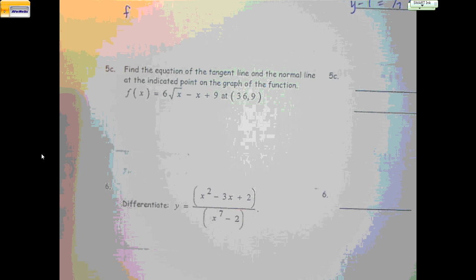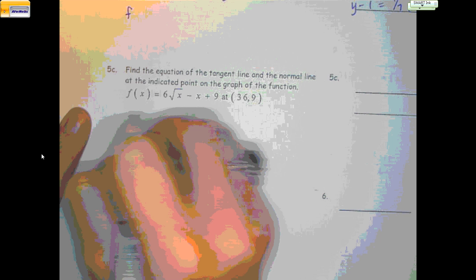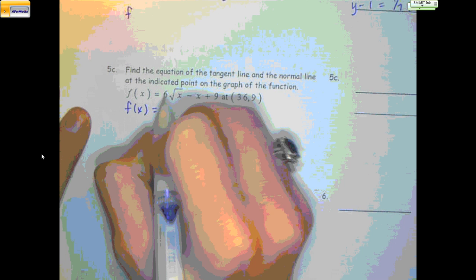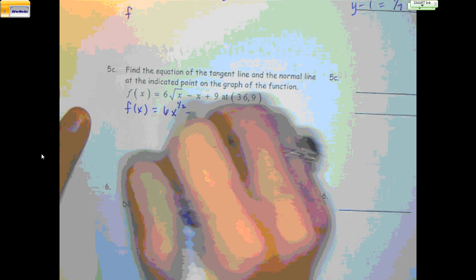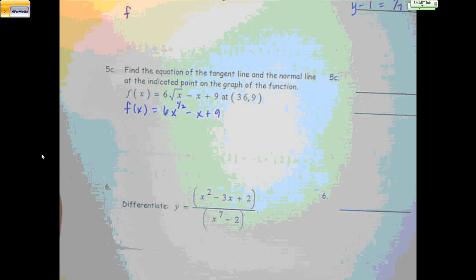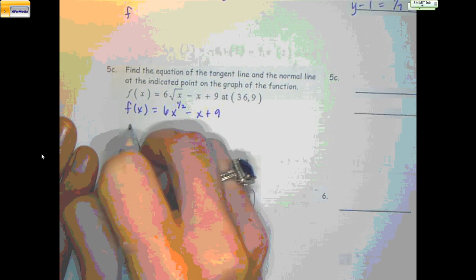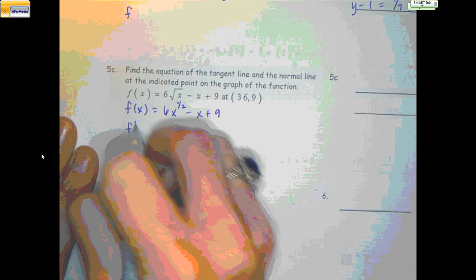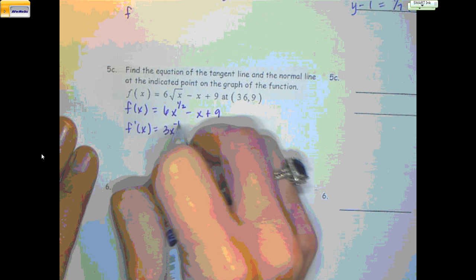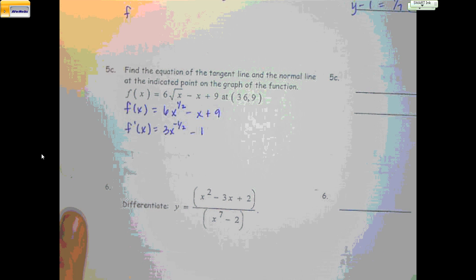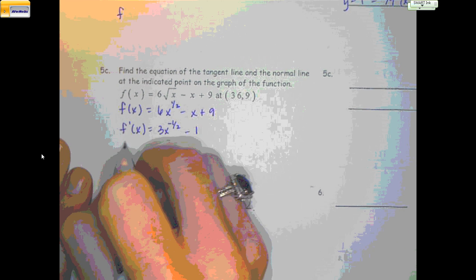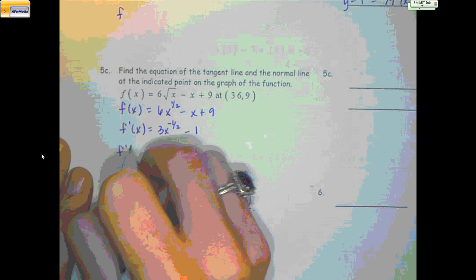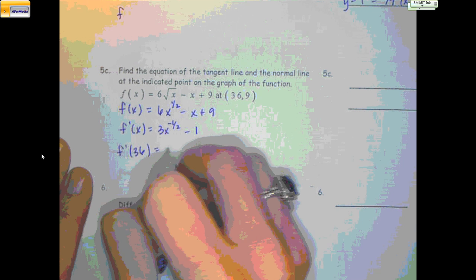All right, so all of that said, let's rewrite this guy so that we have 6 times x to the what? Thank you. All right, derivative? 3x. Good. 3x to the -1/2. Emily's on a roll. -1. Question, Alex, you said? No? Okay. Now we need to find our derivative at the x value they give us, which is 36.